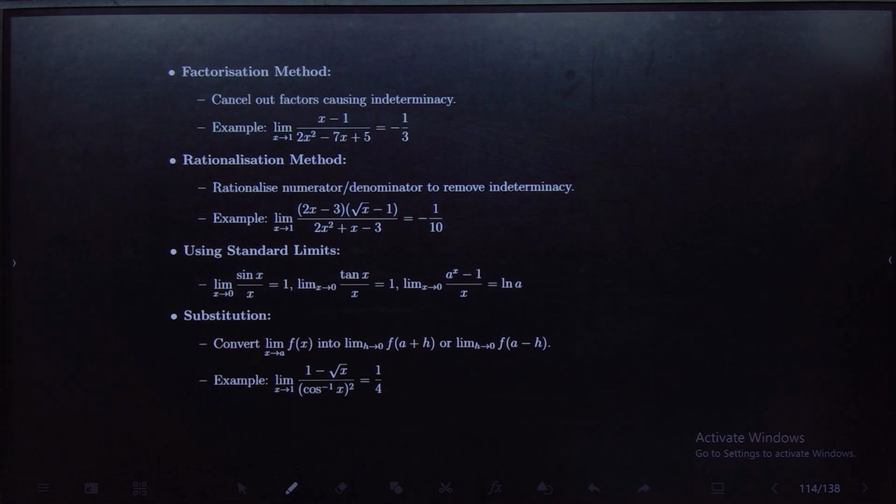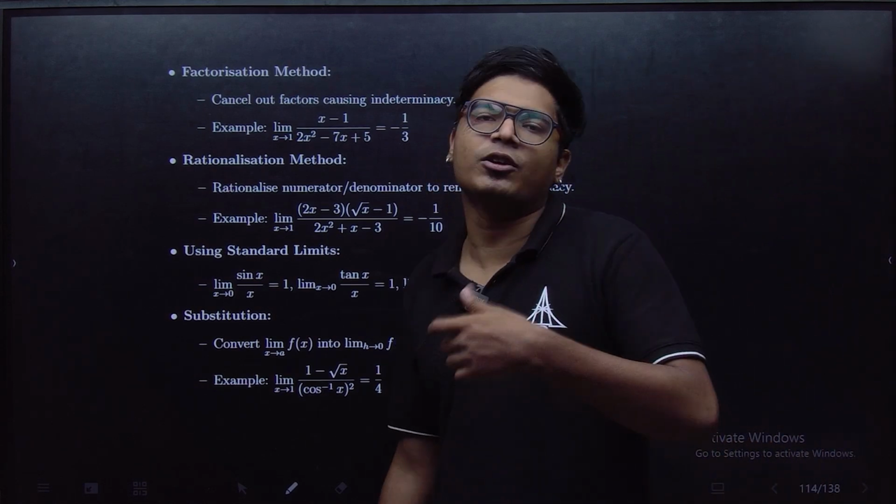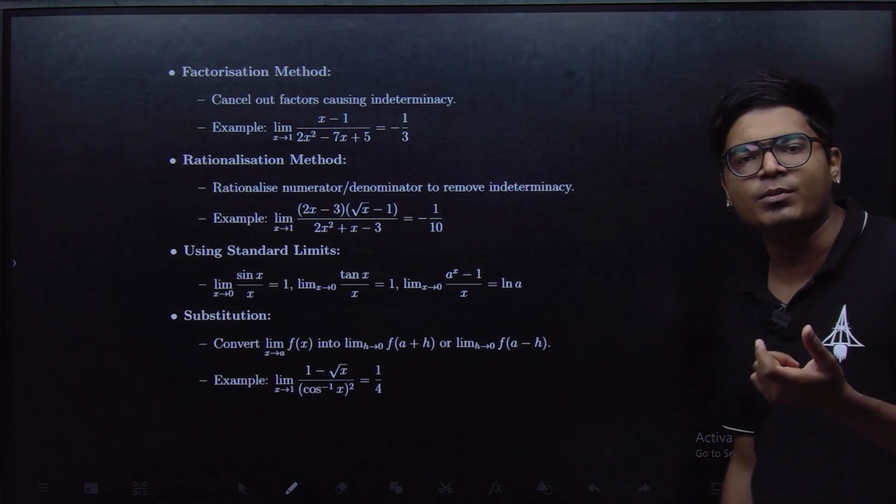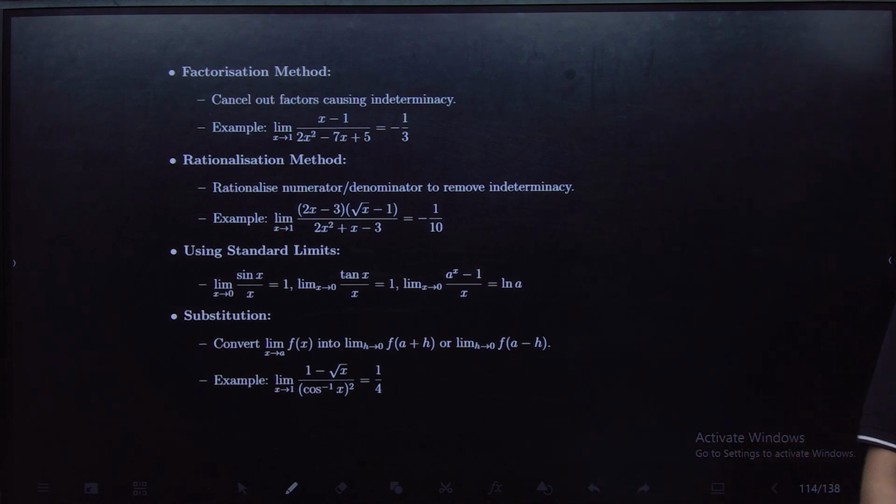For that we have certain rules. The first one is the factorization method. Look for something like an x minus a factor in the numerator and the denominator, because of which you're getting an indeterminate form, right?